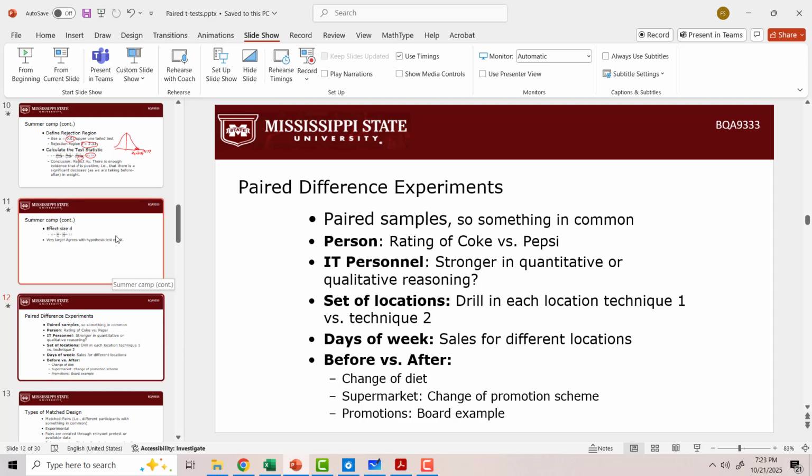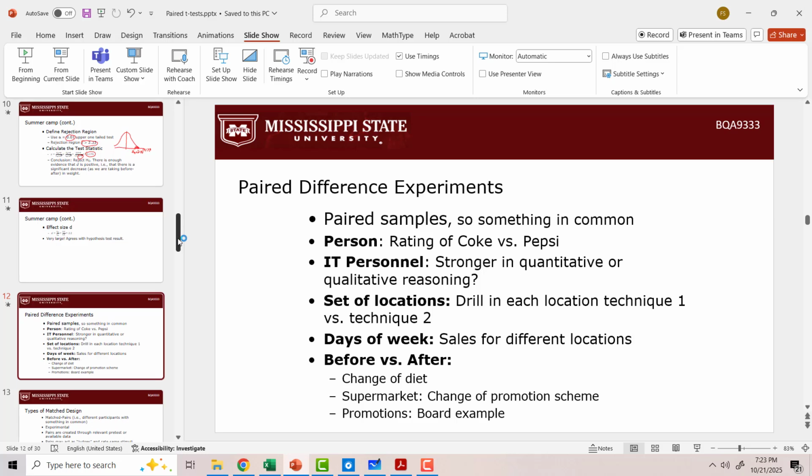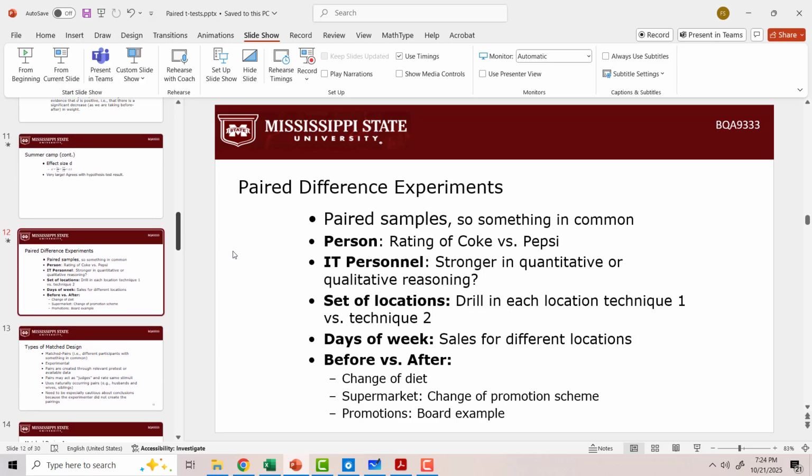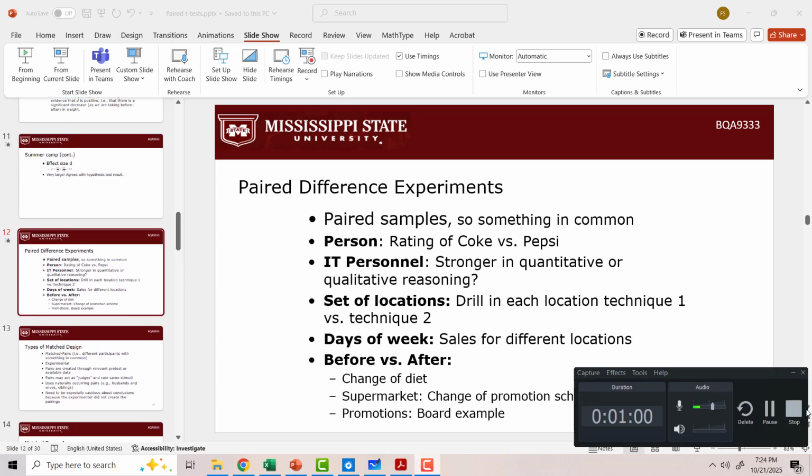We're going to resume on the second video. We're going to talk about paired difference experiments in general. We're going to talk about type of design, and then we'll give another example, this time of a matched design with data in Microsoft Excel.